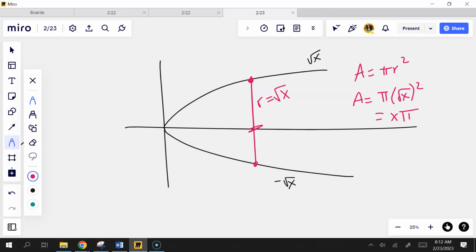Part B says that the cross sections are squares with bases in the xy plane. So this time, from here to here is my base of a square, right? Or my side length of the square. Well, what is the side length from top to bottom? 2 square root of x, right? Because from the x-axis up, it's square root of x, so 2 of them, 2 square root of x.